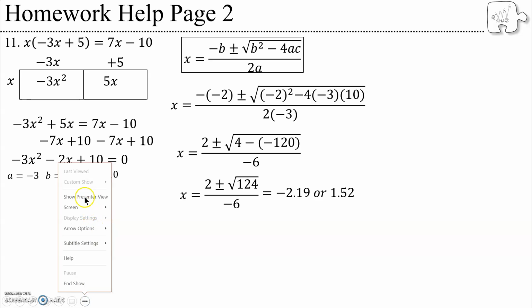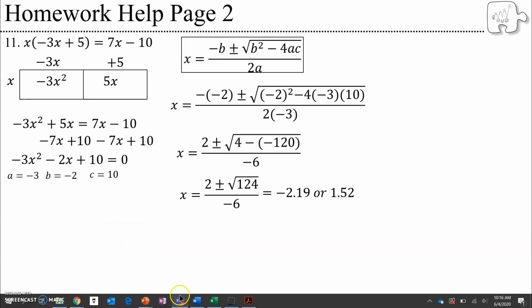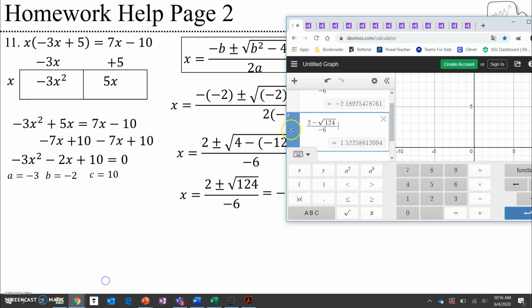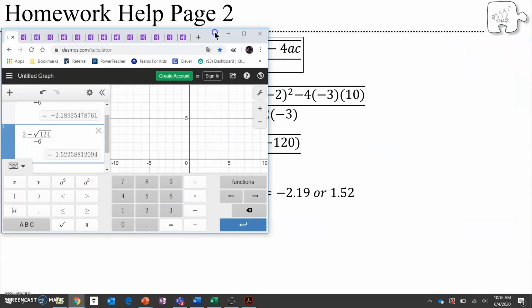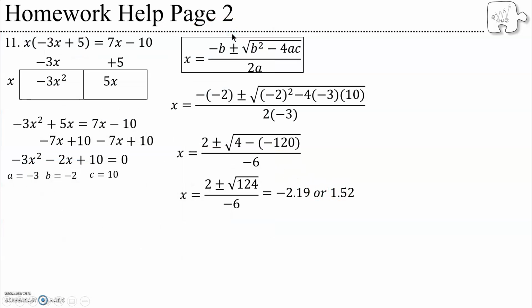So we see here that we got our answers. -2.19, what we got the first time, and 1.52, what we got the second time. So we're done with the second problem, right? And if you don't even want to include the decimals, you want to leave your answer right here. This is actually more of a correct answer than the decimal approximation, because this is exact, this is an approximation.